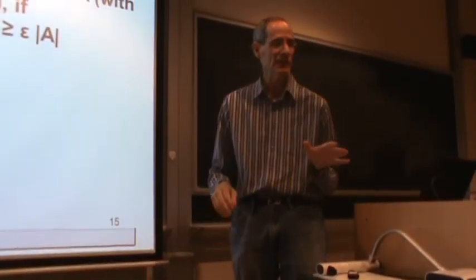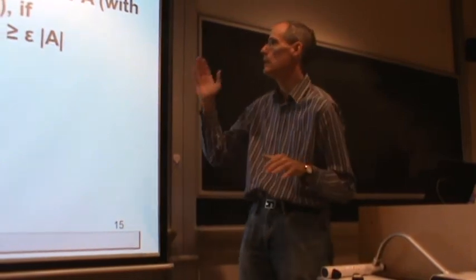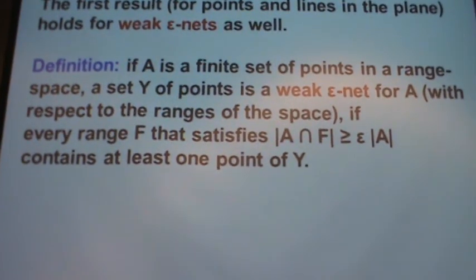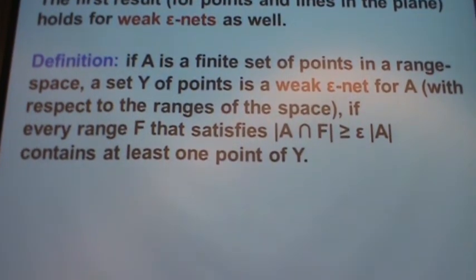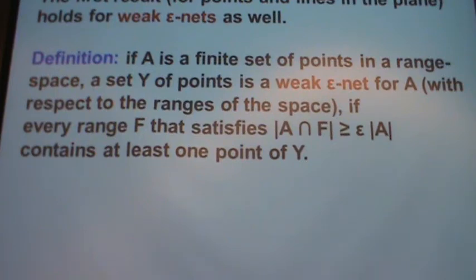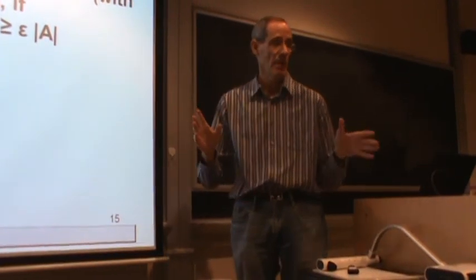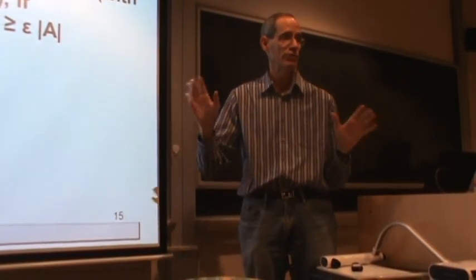So what is a weak epsilon net? It's almost the same as an epsilon net. Again, we have a finite set of points in some range space. This will be A. And now a set Y of points, which is not necessarily a subset of A. That will be the main difference between strong and weak epsilon nets. So just some other set of points. It is a weak epsilon net for A with respect to the ranges of the space if whenever a range contains an epsilon fraction of the number of points in A, then it contains at least one point of Y. If you still remember, it's exactly the definition of the usual or strong epsilon net.